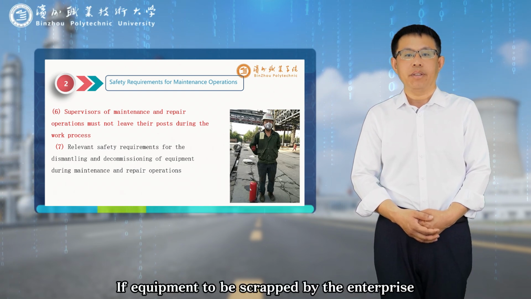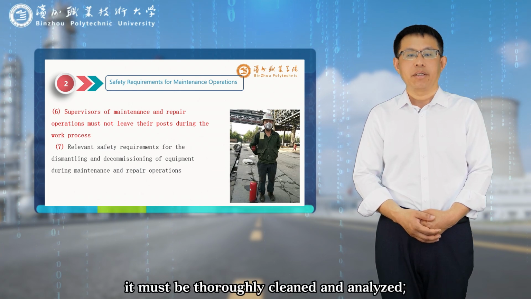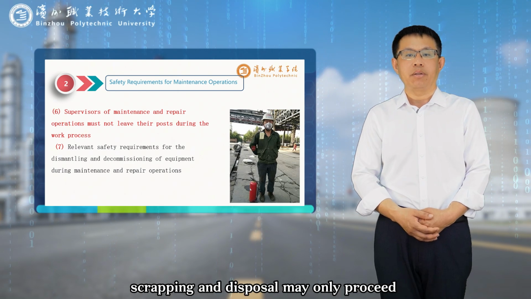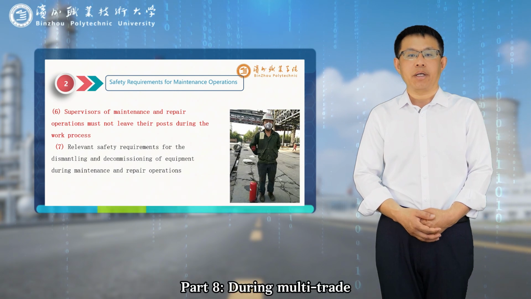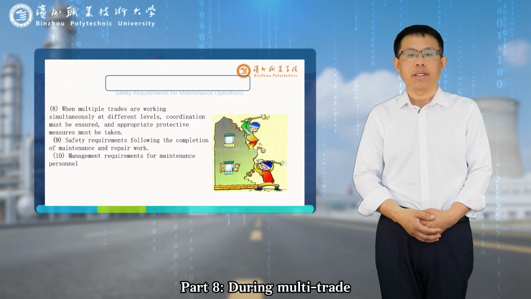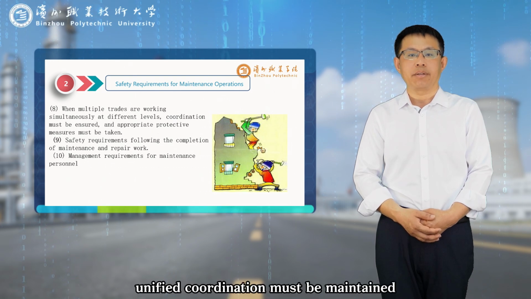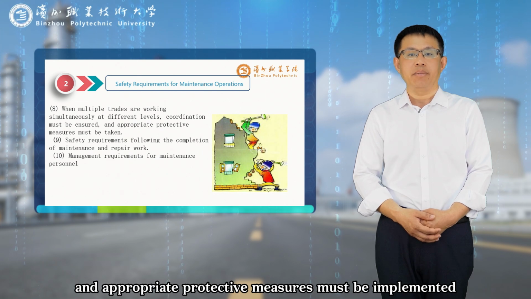If equipment to be scrapped by the enterprise still contains hazardous chemicals, it must be thoroughly cleaned and analyzed. Scrapping and disposal may only proceed after passing inspection and acceptance. Part 8. During multi-trade, multi-level crossover operations, unified coordination must be maintained and appropriate protective measures must be implemented.